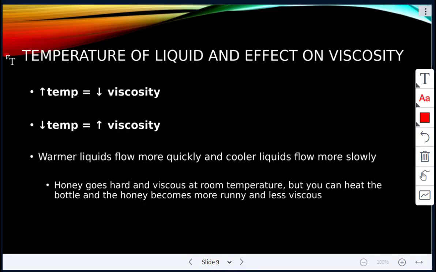Just summarizing the effect of the temperature of a liquid on viscosity: if you increase the temperature, you're going to decrease viscosity. If you decrease temperature, you're going to increase viscosity. So warmer liquids will flow more quickly, cooler liquids flow more slowly. In the example here, honey goes hard, it becomes more viscous at room temperature. But if you heat up the bottle, like put it under hot water, the honey becomes more runny, therefore it becomes less viscous.